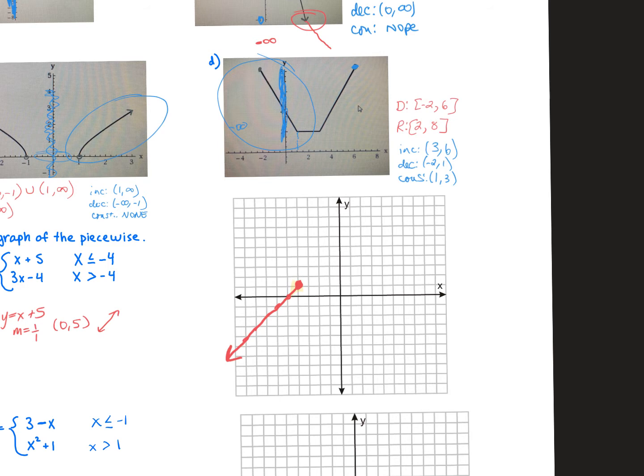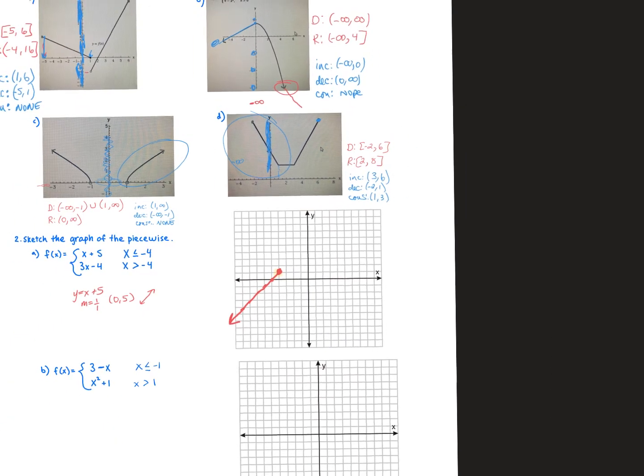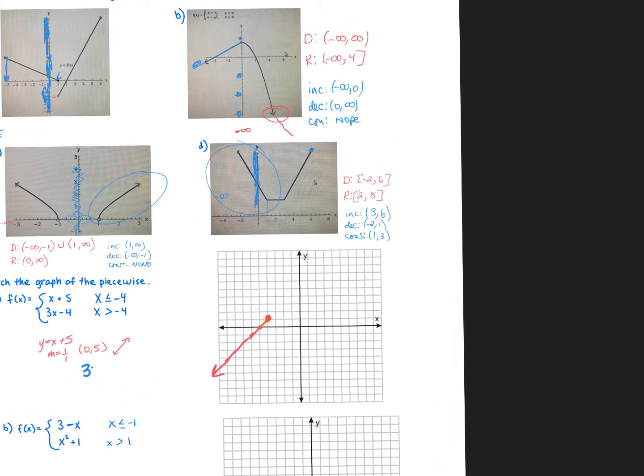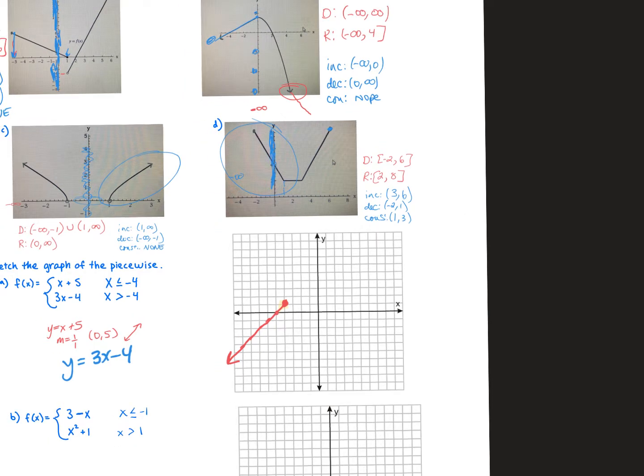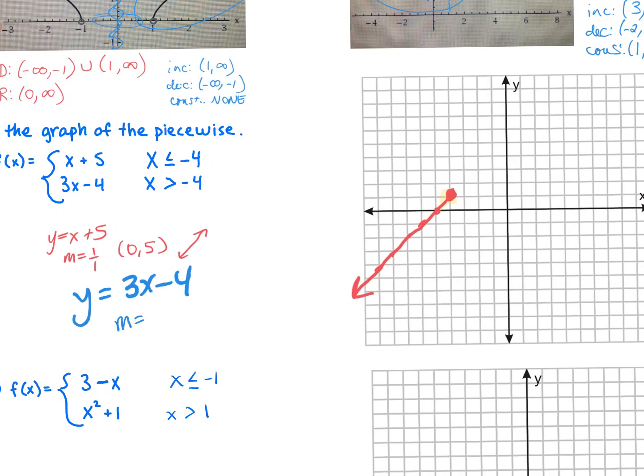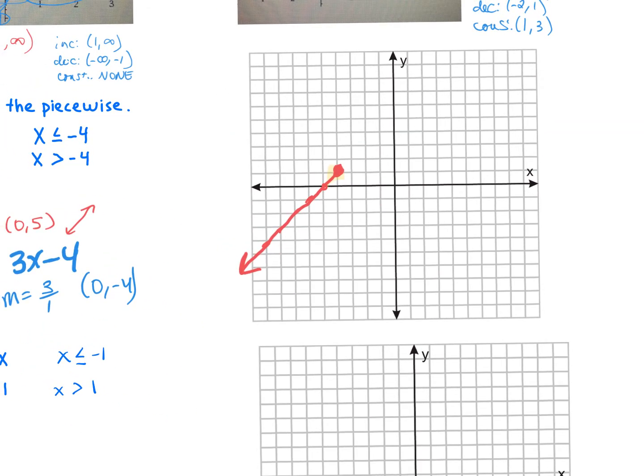Now my second line, got a little bit more going on, but no big deal. My second line is 3x minus 4. How did I know this was a line? What kind of form is that in? Slope intercept, right? My slope is 3 over 1, and my intercept is at -4. So I'm going to go to -4. 1, 2, 3, 4. Up 3.